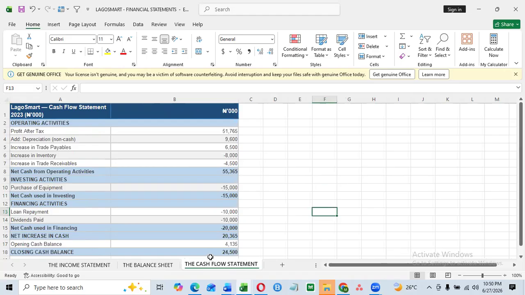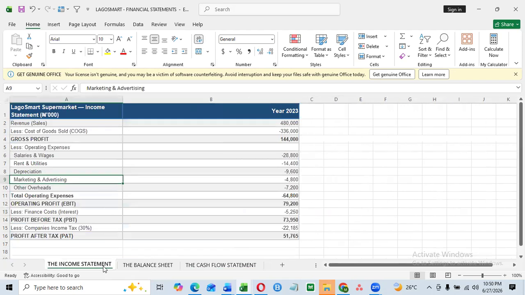So talking about risks, one of the risks is the inflation impact on cost of goods. Another risk is exchange rate risk on imported products. And another risk is credit risk from debtors. So please take note of that. Now let's start with the income statement. Remember, we are looking at understanding financial statements.